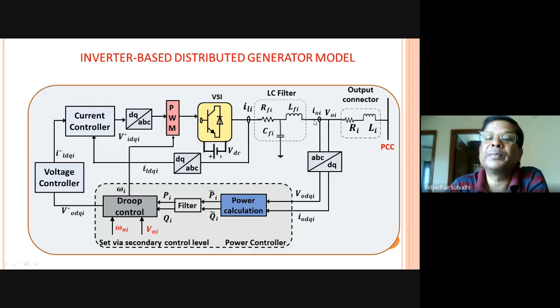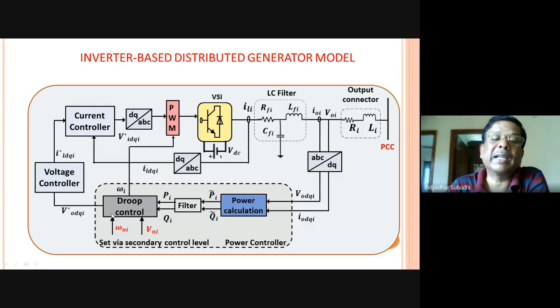We employ a sensor here to measure the ith DG's current and voltage for the 3 phases, and then convert it to the DQ frame to make it simple and time invariant. These two quantities, the output voltage and output current in the DQ axis, are then used to compute the active and reactive powers for the ith DG, and then we filter out any noise or outliers by employing a filter. That gives us the ith DG active power and reactive power.